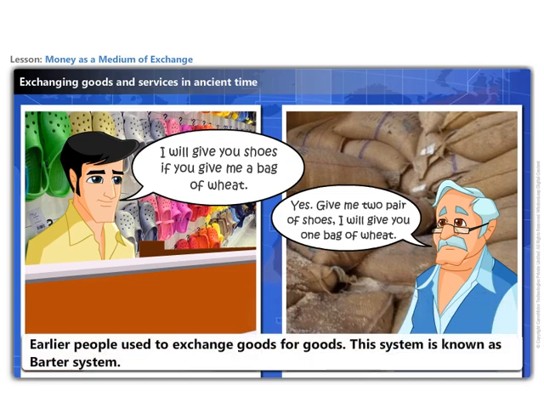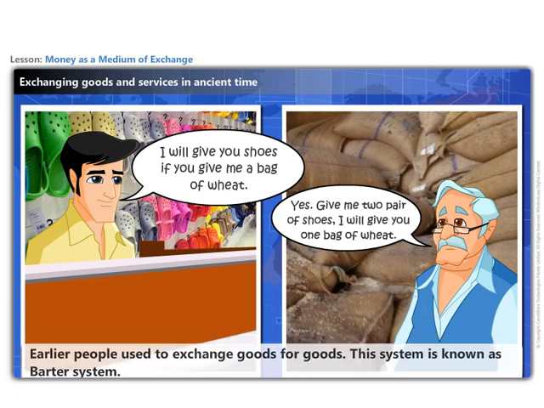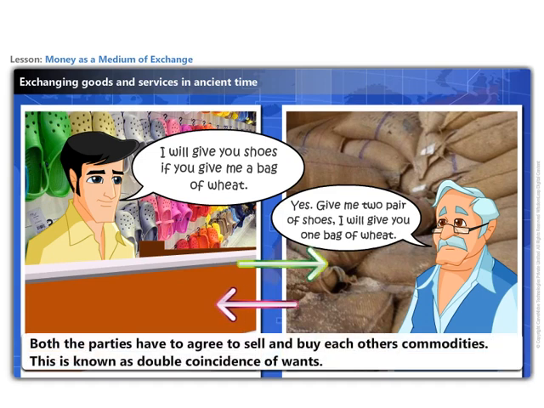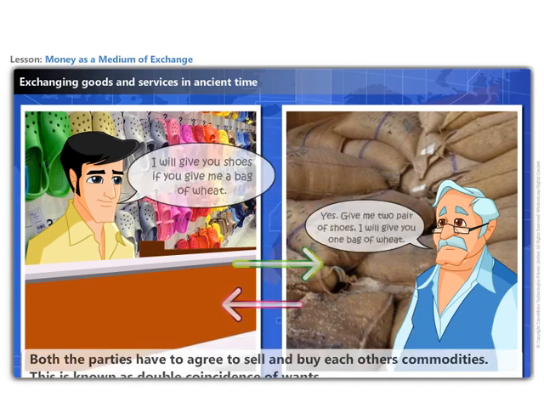Earlier, people used to exchange goods for goods. This system is known as barter system. In this system, the person selling wheat not only wants to sell wheat but also wants to buy some pairs of shoes in exchange and vice versa. Both the parties have to agree to sell and buy each other's commodities. This is known as double coincidence of wants.